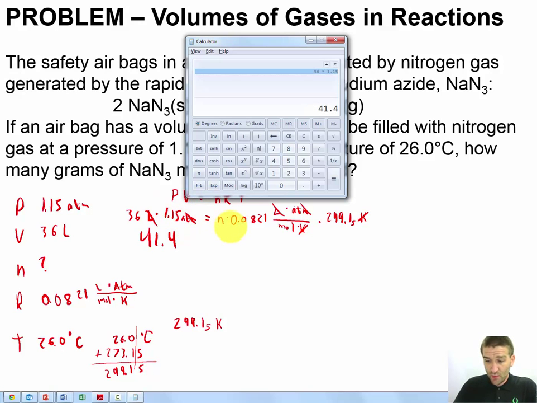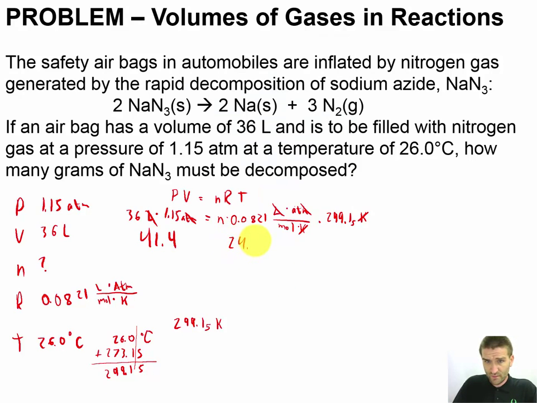Now I'll have my 0.0821 times 299.15. That gives me 24.56. Okay, so I'm going to be down to 3 sig figs. I have 5 here, but 3 there. So I'm not going to worry too much about any trailing values anymore.